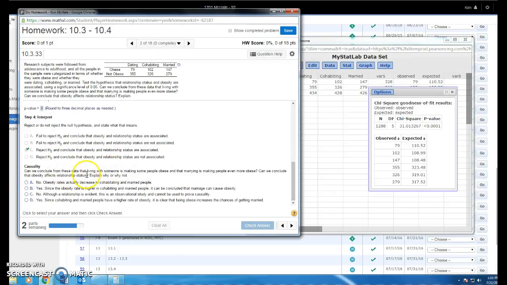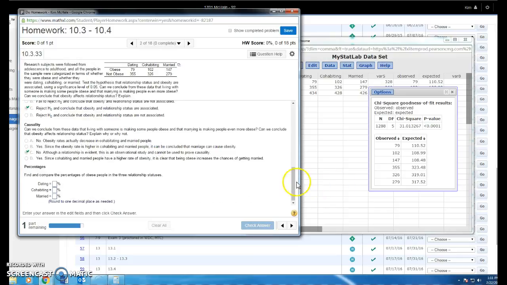Can we conclude that living with someone is making some people obese and marrying is making more obese? I'm going to say no. Although a relationship is evident, this is an observational study and cannot be used to prove causality. There's a link. Association doesn't mean causality.